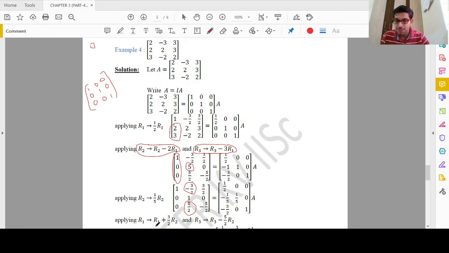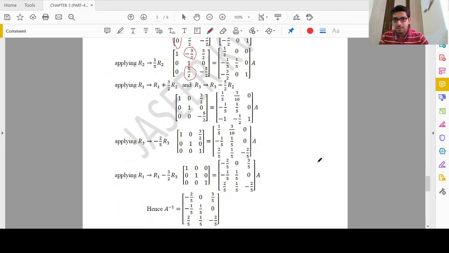So if I apply R1 changes to R1 plus 3 by 2 R2, that is because minus 3 by 2 is there, I took plus 3 by 2 R2. So then I will get 0 here. Similarly, 5 by 2 is there, so if we apply R3 changes to R3 minus 5 by 2 R2. So R1 changes to R1 plus 3 by 2 R2, R3 changes to R3 minus 5 by 2 R2. So you'll get 0, 0 here.